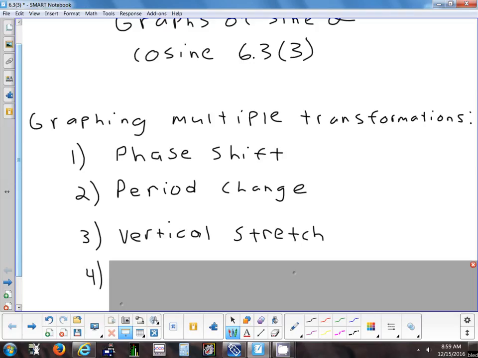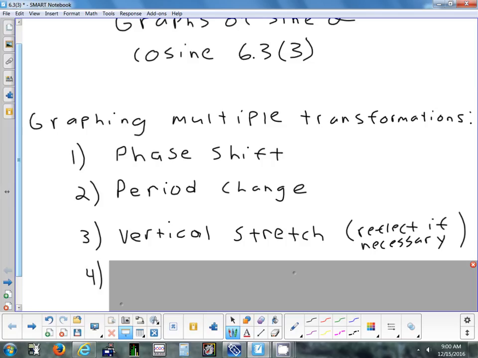Okay. The next thing is a vertical stretch. Now, when you deal with the vertical stretch, something else can happen. And we studied that. Does anybody remember what else can happen? And we studied it with vertical stretches, yeah? Yeah, you could have a reflection. So you do that if necessary.